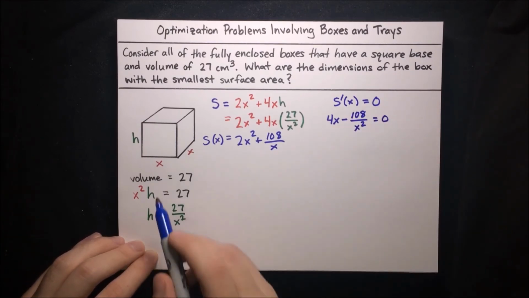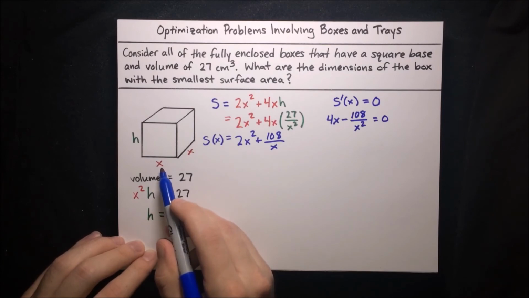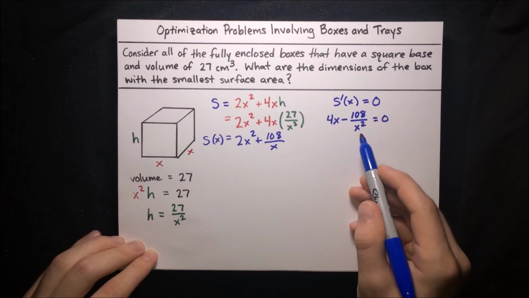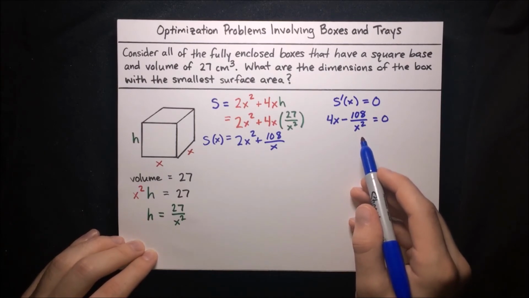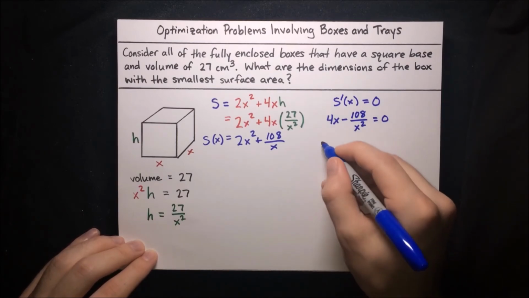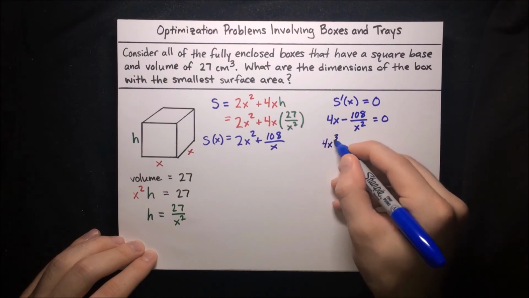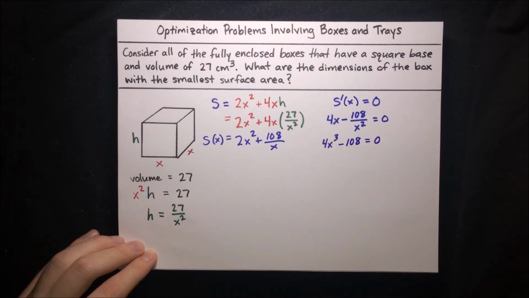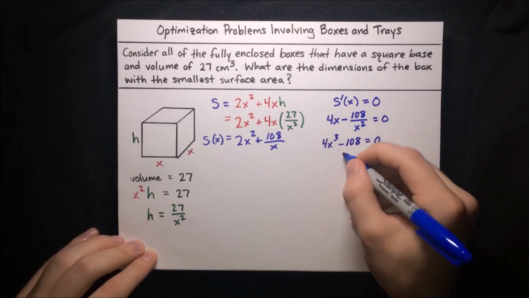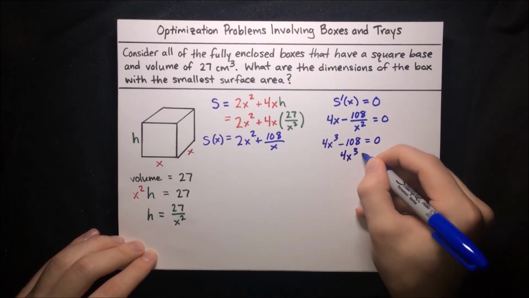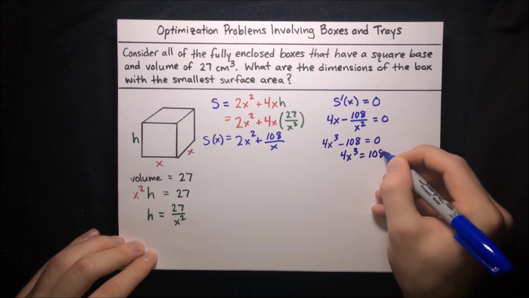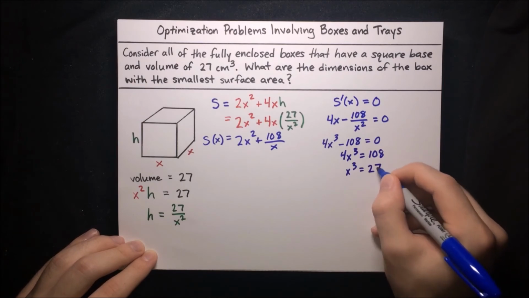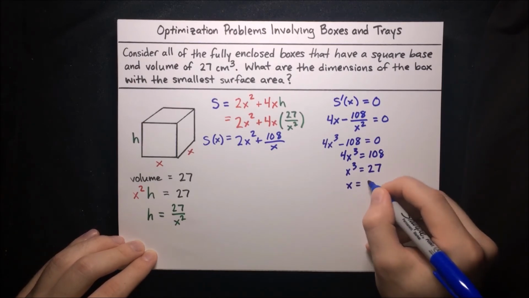Now, since x is a physical length in our problem, we know it's non-zero. So that means there's nothing wrong with multiplying our equation by x. So why don't we multiply both sides of the equation by x squared to cancel out that denominator? We'll get 4x cubed minus 108 is equal to 0. And then we can solve for x. So 4x cubed is equal to 108. Divide by 4, get x cubed is equal to 27. And then take the cube root, x is equal to 3.